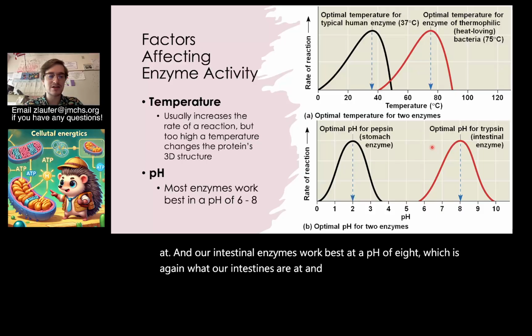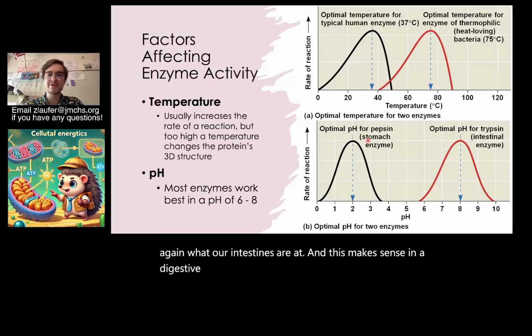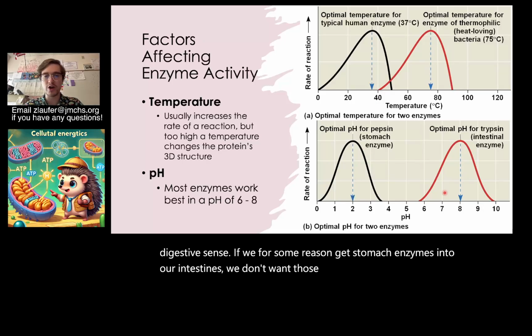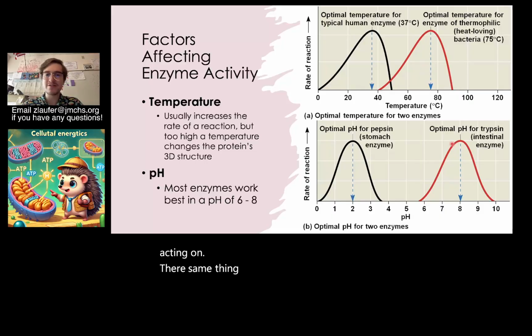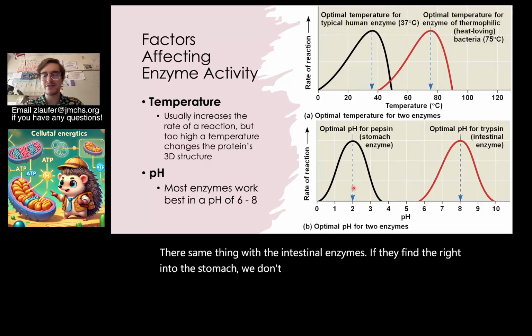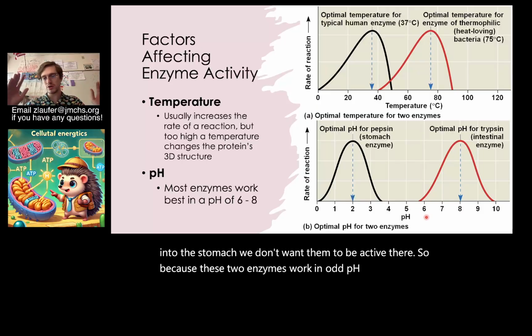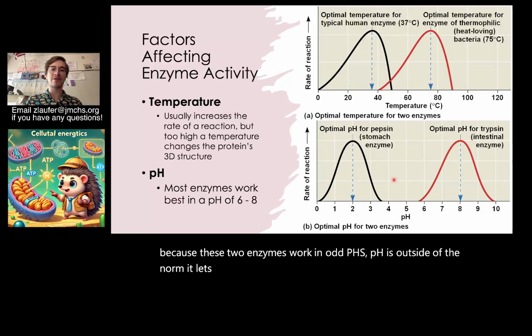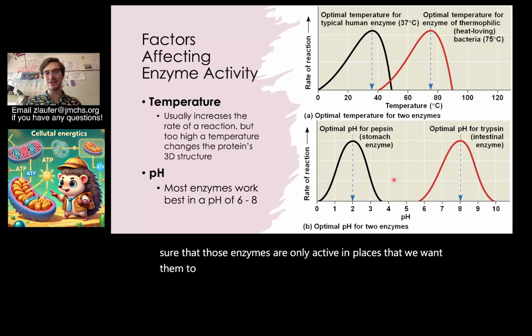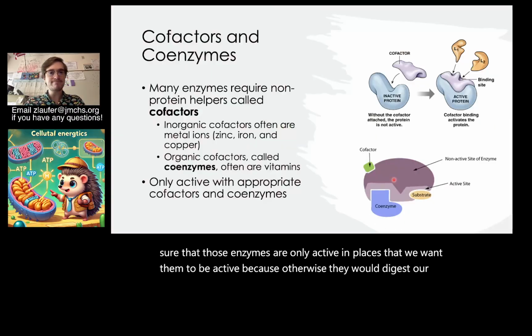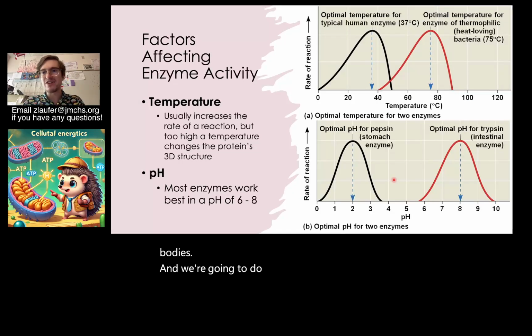And this makes sense in a digestive sense. If we, for some reason, get stomach enzymes into our intestines, we don't want those stomach enzymes working and acting on things there. Same thing with the intestinal enzymes. If they find their way into the stomach, we don't want them to be active there. So because these two enzymes work in odd pHs outside of the norm, it lets us regulate when those enzymes are active and make sure that those enzymes are only active in places that we want them to be active, because otherwise they would digest our bodies. And we're going to do a lab around this idea.